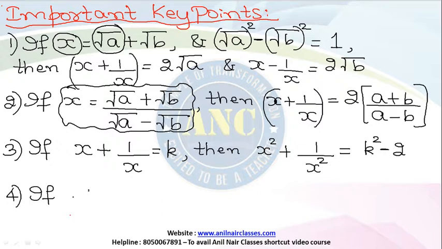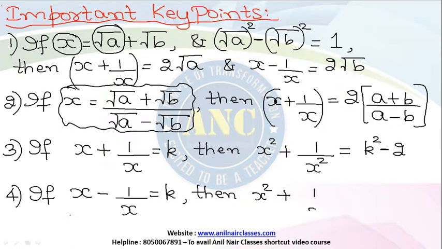Similarly, if x minus 1 by x is equal to k, then also we can find the x square plus 1 by x square value very easily. How can we find it? It's very simple.